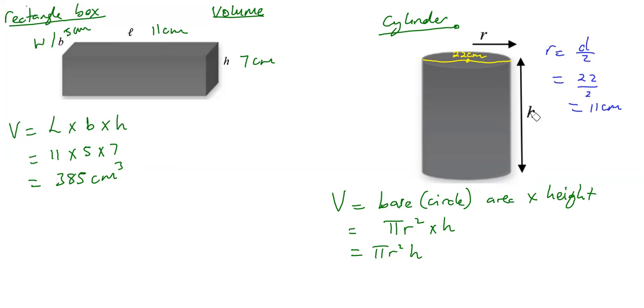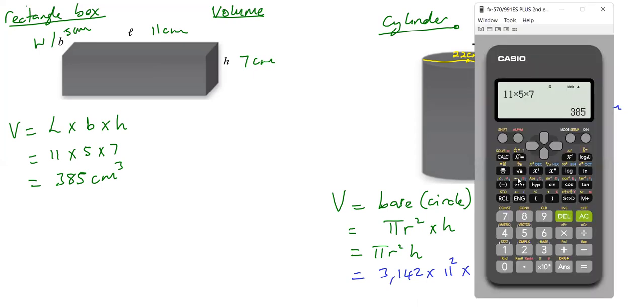But what about our height? We can be given the height as, let's say, 13 centimeters. What must we do in that case? We're going to say pi. Remember, pi is 3,142. Let's use pi as 3,142 times what is our r? It's 11 squared times what is our height? It's 13. So it's 3,142 times 11 squared times 13.